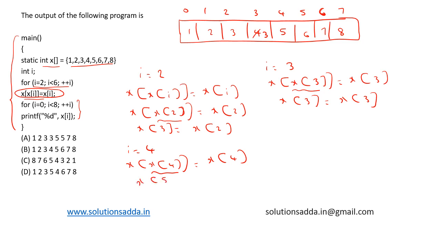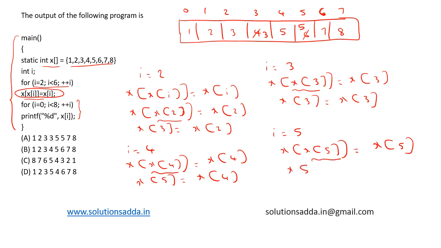So x of 5 will be assigned the value of x of 4. At x of 4 we have 5. At x of 5 we have 6. So at this, 6 will be replaced by 5. Now i equal to 5. x of 5 is equal to x of 5. At x of 5 we are having the value 5.